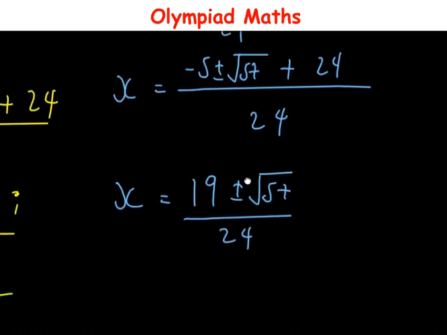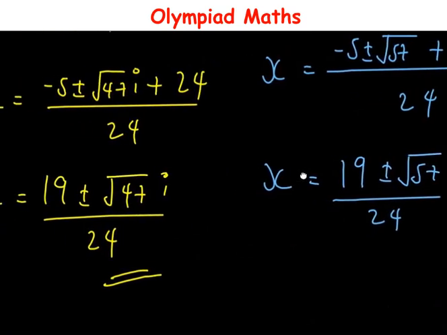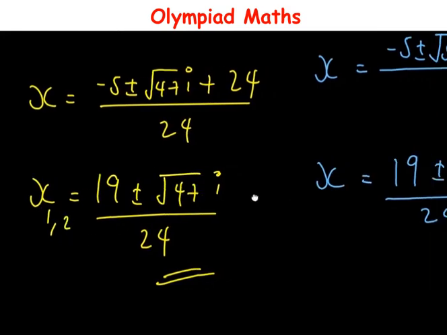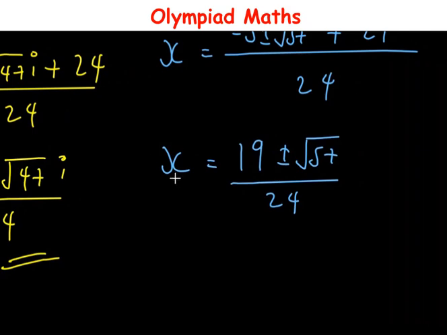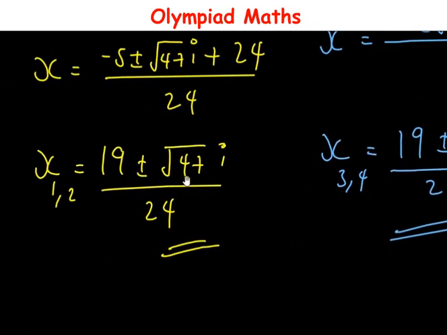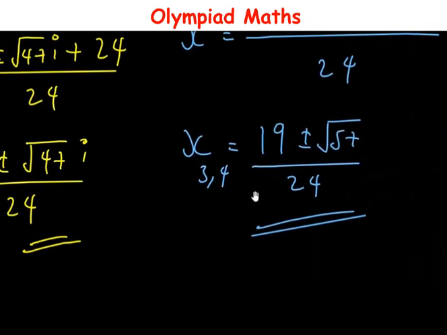So with this, we have gotten the solution of x, such that we can get the first and second solution of x from this, while the third and fourth solution of x can be gotten from this equation. So these are the solutions for the value of x. With this, we have come to the end of this video.